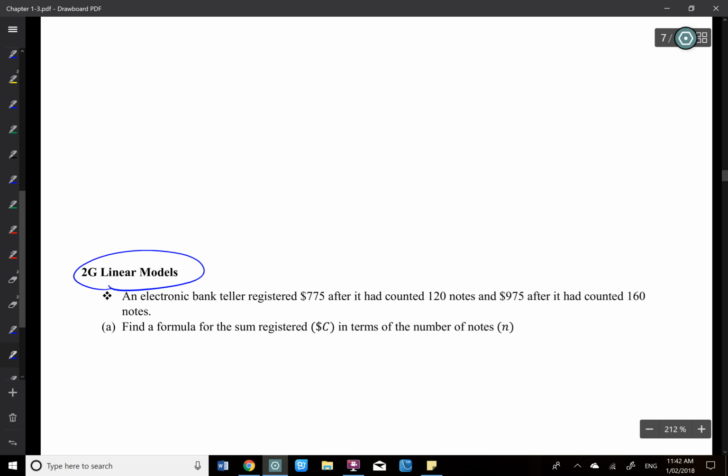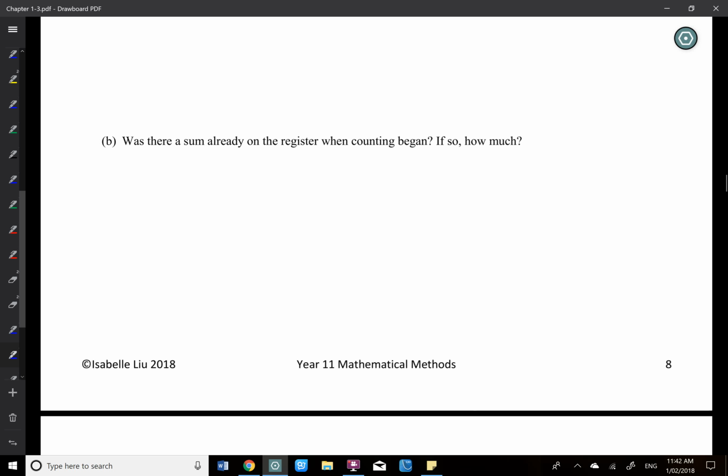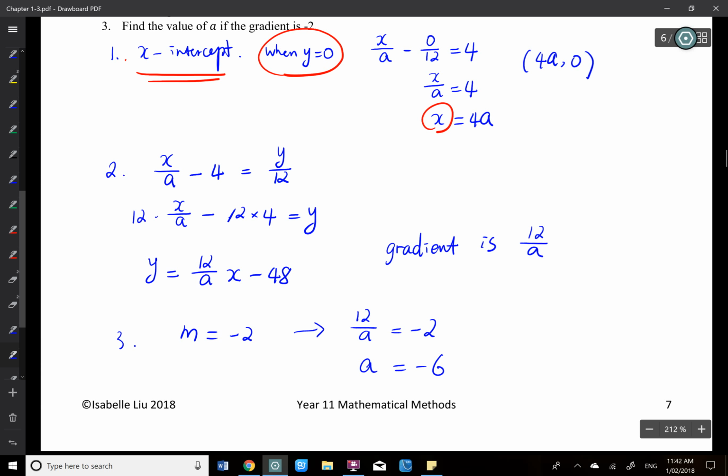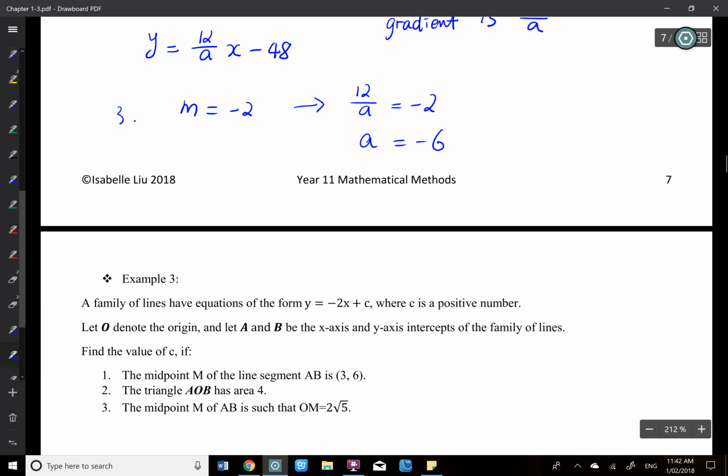2G is a revision exercise as well. I don't really need to go through 2G, so you find some time to try that question. We'll start 2H tomorrow, but I want you to do question 1 and question 3. If you finish, we can check the answers later together. I'll give you 18 minutes. We'll start at 12. Give you 18 minutes to try those two questions.